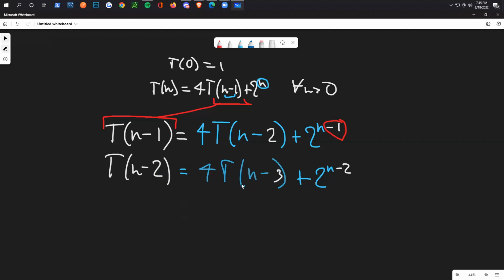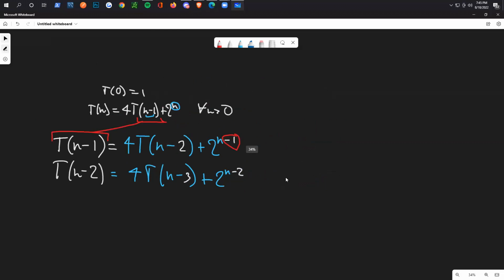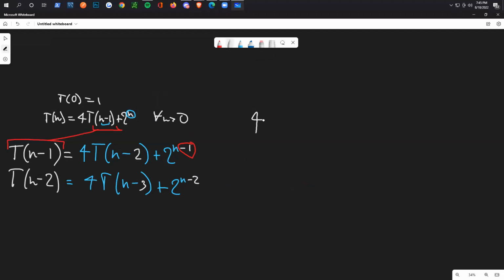So I'll show you what I mean, because it's kind of difficult to see what I'm saying. So let's go back to the original definition. So T of n minus 1. Or let's actually plug in the first variable. So I'm going to plug in what we have here in red. So we're going to have 4T of n minus 2 plus 2 to the n minus 1.